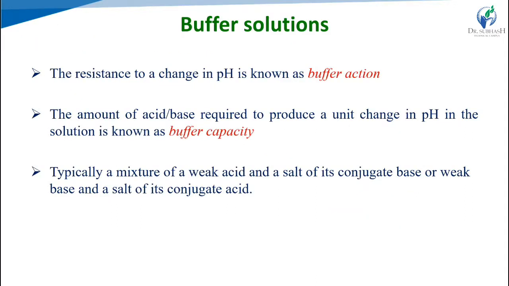In a buffer solution, the terminologies are buffer action and buffer capacity. Resistance to a change in the pH is the buffer action, the effect of the buffer solution that resists change in pH. The amount of acid or base required to produce a unit change in the pH of the solution is known as buffer capacity. The buffer capacity depends on the concentration, above which the pH may change.